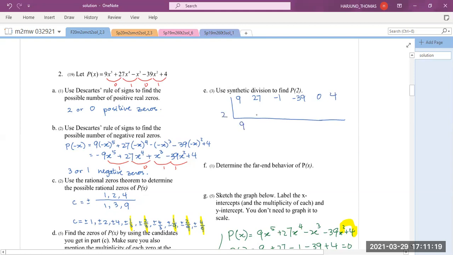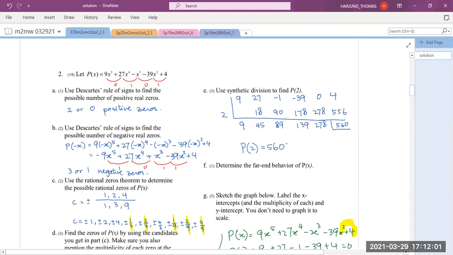That's 9, 18. This is 45 times 2, that's 90. That's 89 times 2, 178. That's 139 times 2, that's 278. 278 times 2 will be 556. So this is 560. Now, but we are not done here. We need to explicitly say what is P(2). This is 560.